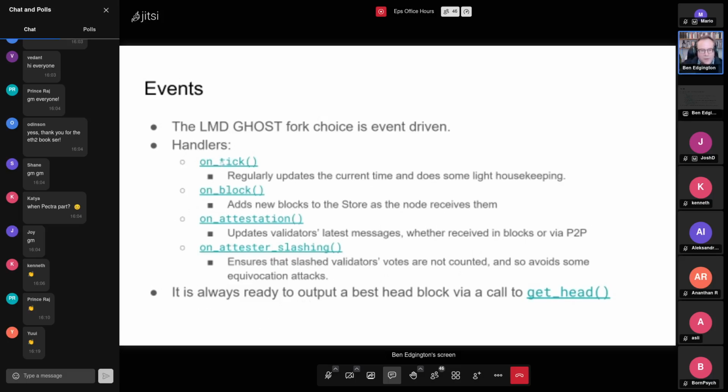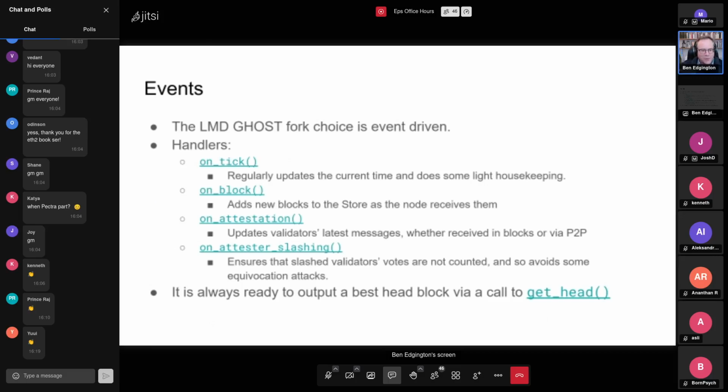And so because it's event driven, the fork choice is always ready to output a best head block anytime I want to call it. If I need to make an attestation or I need to build a block and I need to know what to attest to or where to build, I just call the get head function on fork choice and it will spit out a block and say, there you go, attest to this, build on this, and I'm done. That's it, whistle stop intro stuff.